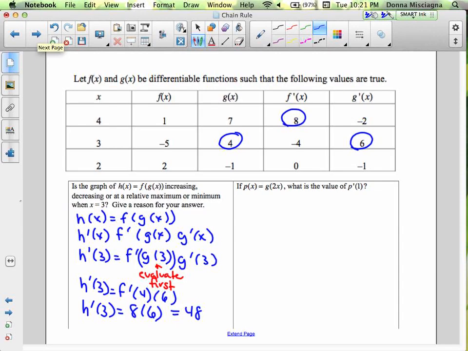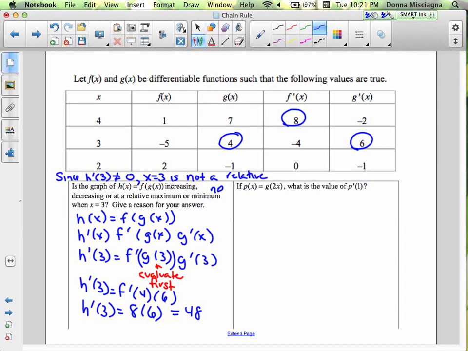All right, so relative max or minimum. All right, so that's a no there, right? So relative max or minimum is going to occur where you have horizontal tangent lines, right? So h prime of 3, actually I'll make it a sentence. Since h prime of 3 does not equal 0, all right, x equals 3 is not a relative max or min.